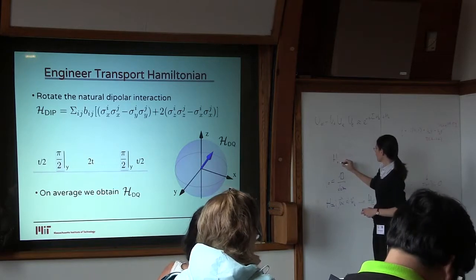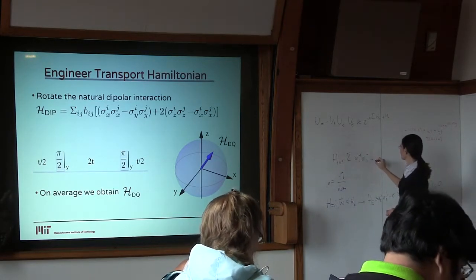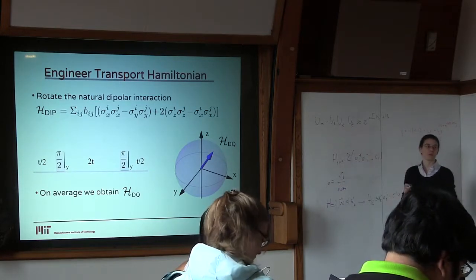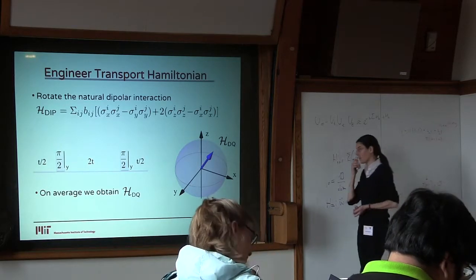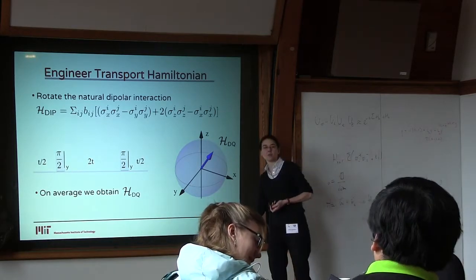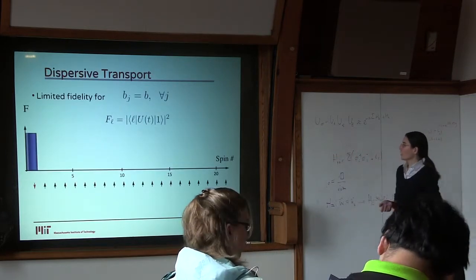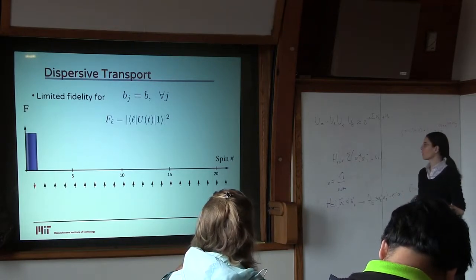I do not try to engineer this flip-flop Hamiltonian, plus sigma minus, just because this one is not contained in your initial natural Hamiltonian. So depending on the symmetries of the problem, you might or might not be able to engineer the Hamiltonian that you want. So what happens if I use that particular Hamiltonian, which is good for transfer?